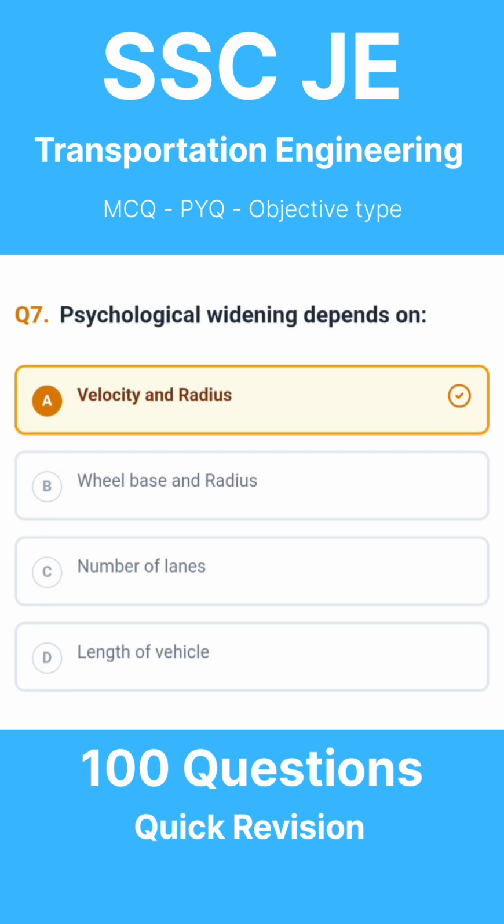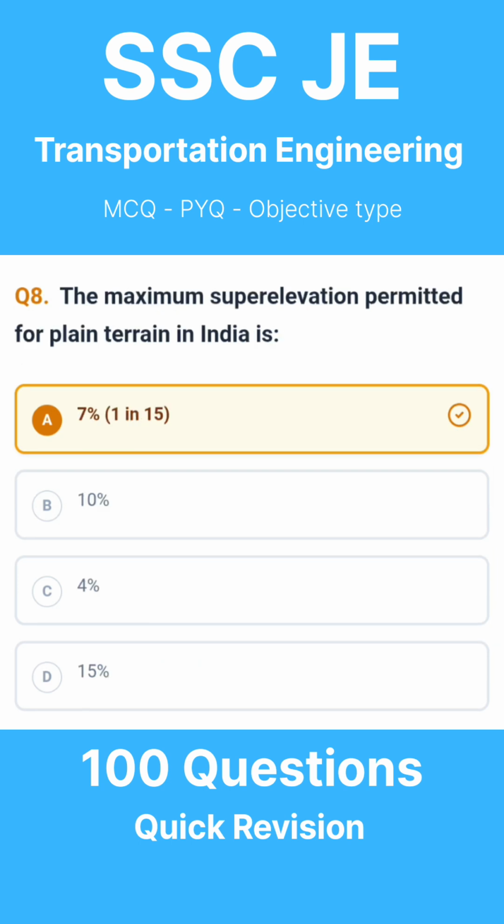Question 7. Psychological widening depends on. The correct answer is velocity and radius. Question 8. The maximum superelevation permitted for plain terrain in India is. The correct answer is 7%, 1 in 15.